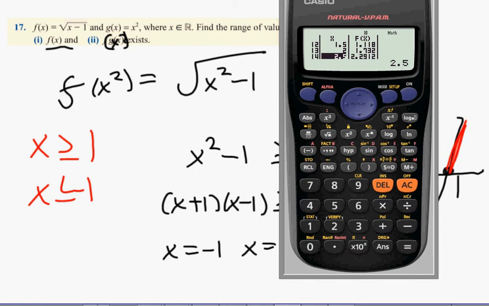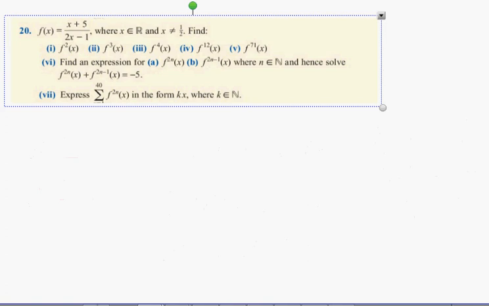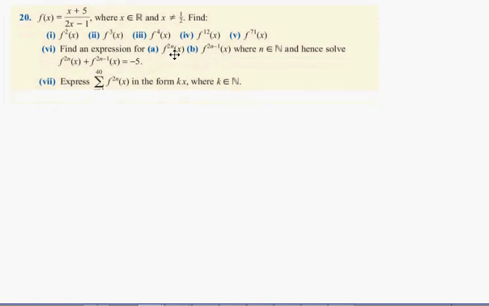Alright guys, moving on. Number 20. Now, number 20, reasonably difficult question. Okay, so let me show you how to do number 20.